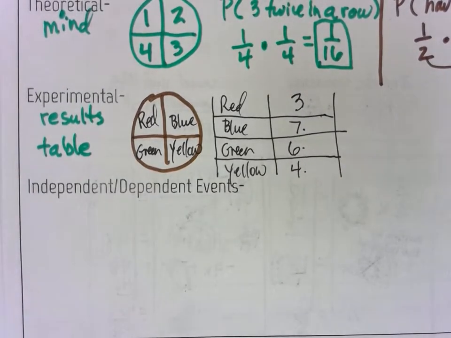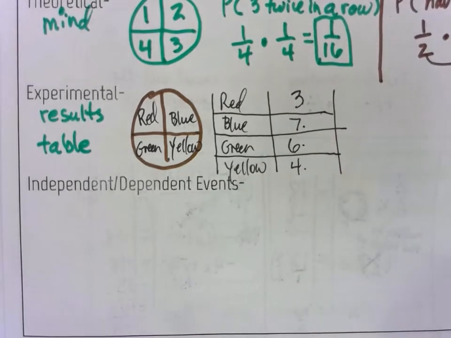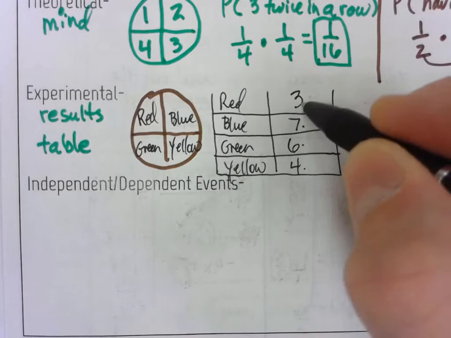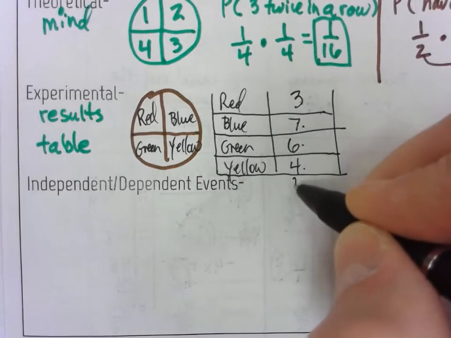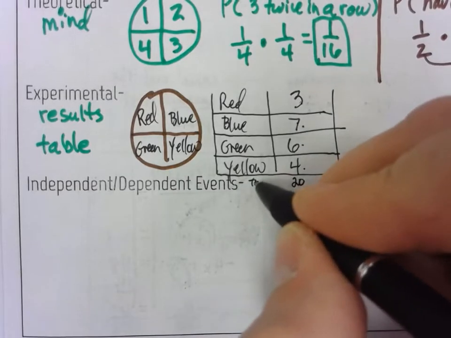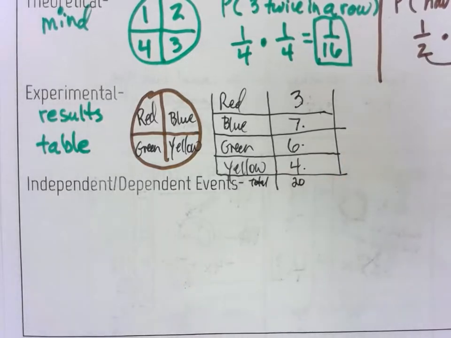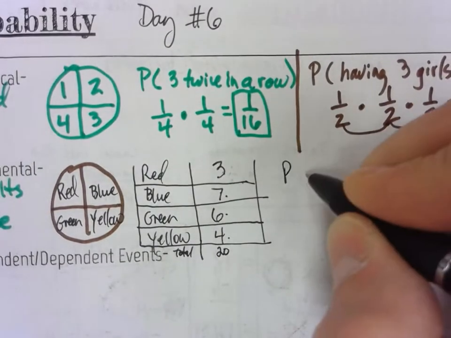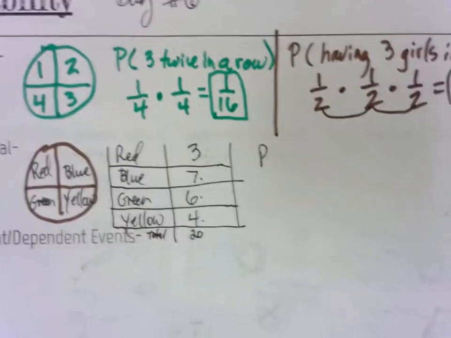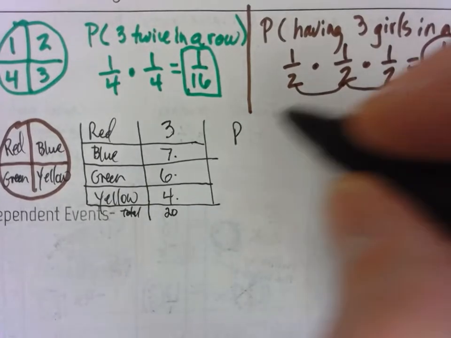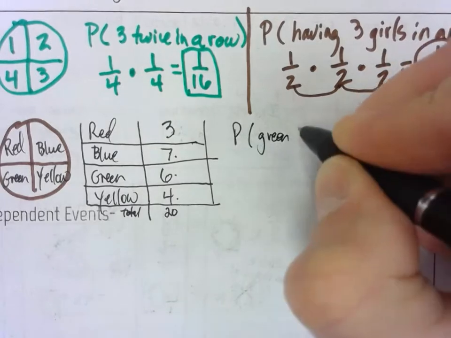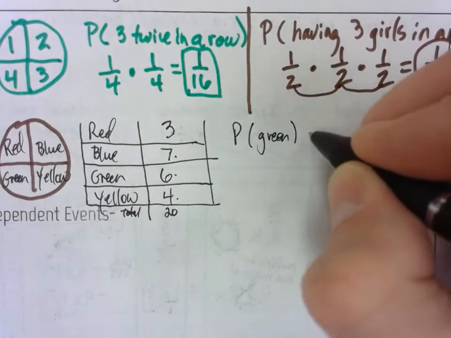So the first thing you want to do is take these numbers and add them together and get the total, okay? So the total here would be 20. You want to add those up and get your total number of spins. Now, let's say you plan on spinning it another 150 times. What's the probability of getting green if you spin 150 more times?